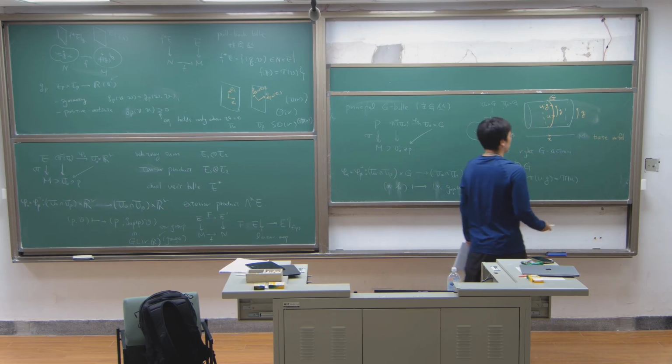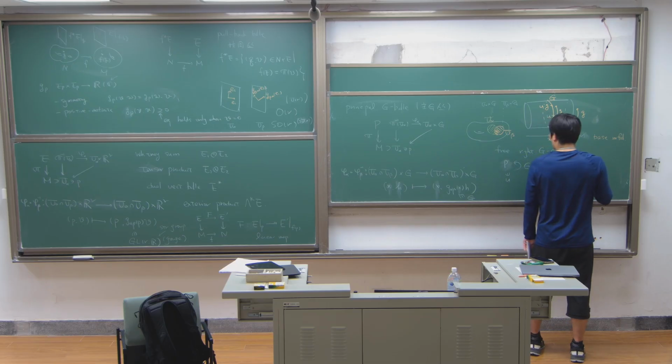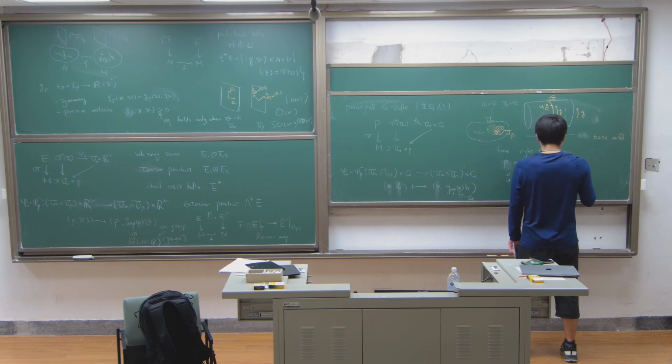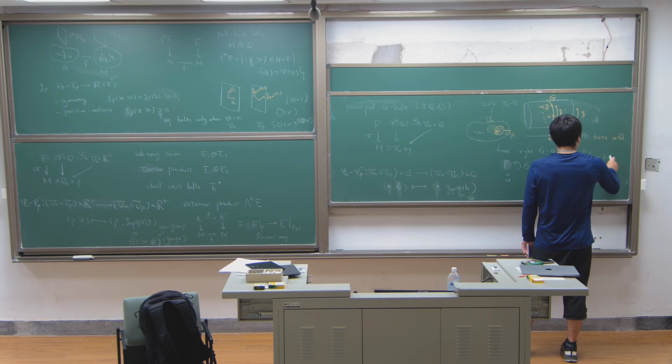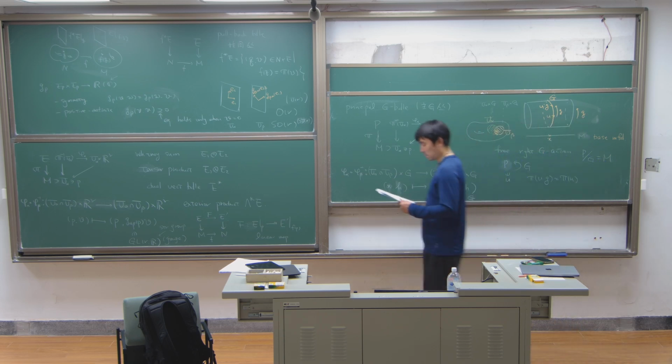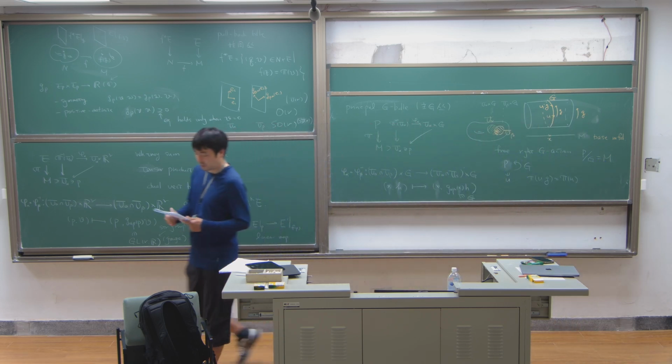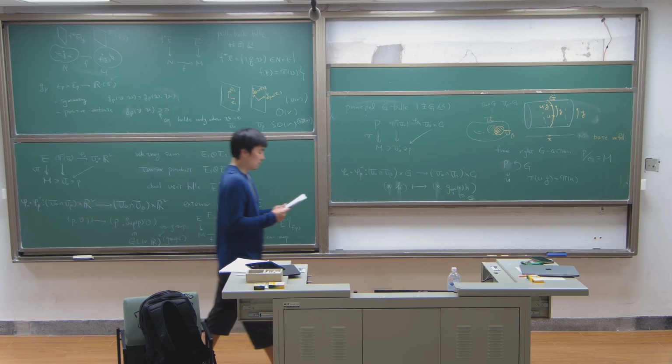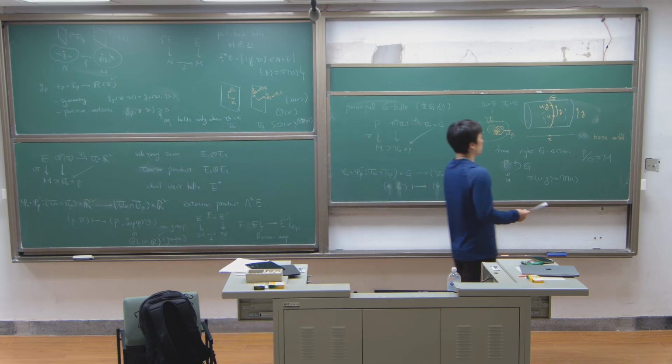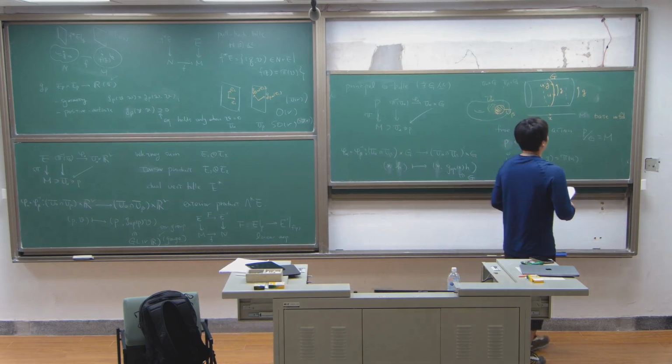Therefore, if you mod P by G, you get the base. That's a quotient space.